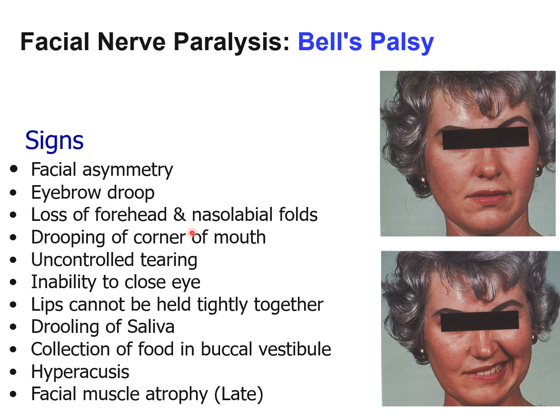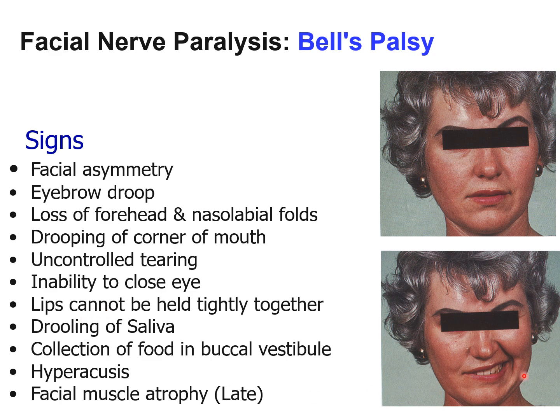Drooping of the eyebrows, you can see on the affected side, the eyebrow is drooping compared to the normal side. Loss of forehead wrinkles and nasolabial folds. So you can clearly see a prominent nasolabial fold on the normal side and loss of nasolabial fold on the affected side. Drooping of the corner of the mouth. Inability to close the eye, which obviously isn't visible on this image.